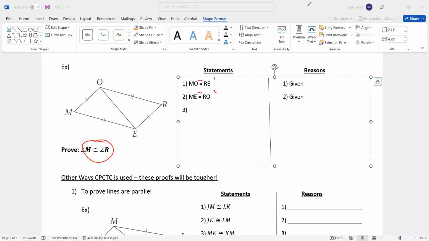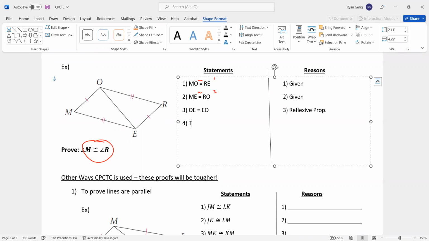Hopefully you're noticing that we're still doing the same stuff we've been doing. It's just now we have an added step at the end. Hopefully you see that OE is congruent. Now you do have to think about this one. M to O is the same as R to E. So when I go O to E on the other triangle, I'm going E to O. I'm not too picky about this, but while we're learning it, I want to show it to you the right way first. So OE is congruent to EO because of the reflexive property.